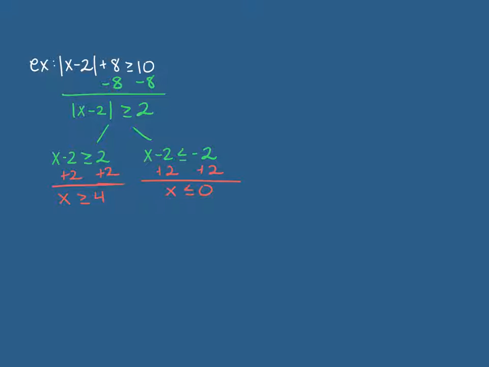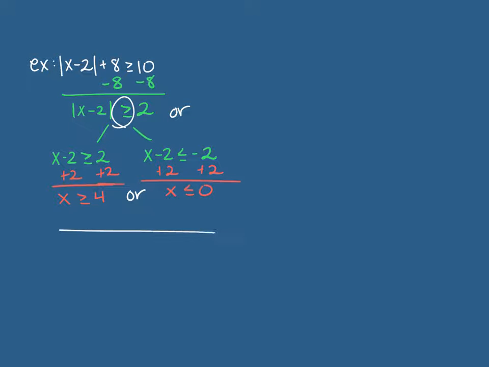The one thing I didn't do, silly me, was figure out: do I have an or inequality or an and compound inequality? So if I go back up to the first line before I broke it up, it says the absolute value of x minus 2 greater than or equal to 2. So this means, because I have a greater than or equal to here, I have an or inequality. So it is x greater than or equal to 4 or x less than or equal to 0.